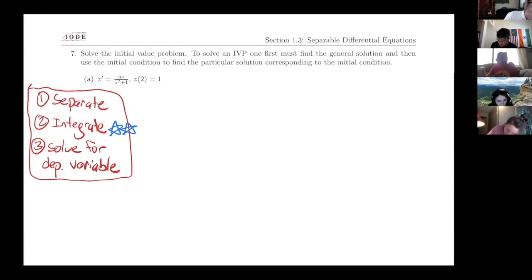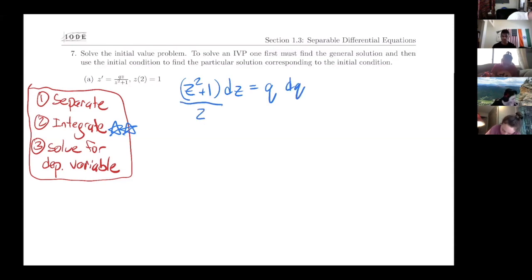So when we separate this, I'll do that part. We would bring our z's over here, and our q over here. And we have a z over here as well. So I think when you separate it, it's going to look like this. And that z prime is implied to be dz dq because q is our other variable. And so any questions about that part?